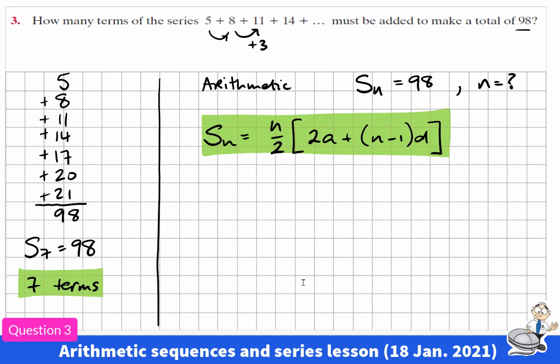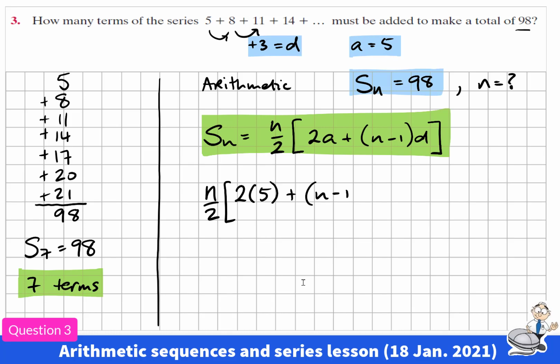What I know already is that 3 is equal to the common difference, so I know my d value. I know my first term, a, is 5. And I know that the sum to n is 98. So rewriting this again, I could say n over 2 times 5 plus n minus 1 times 3 is equal to 98. In this equation you have only one letter, n, so you should be able to solve it. So I'm going to neaten this up.